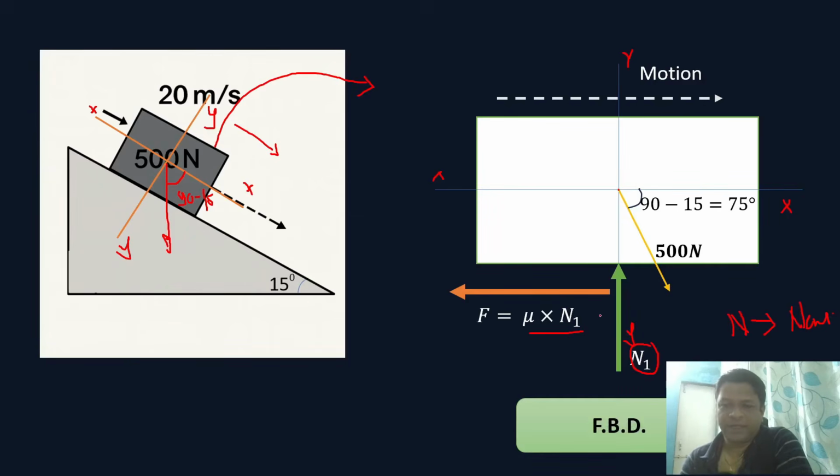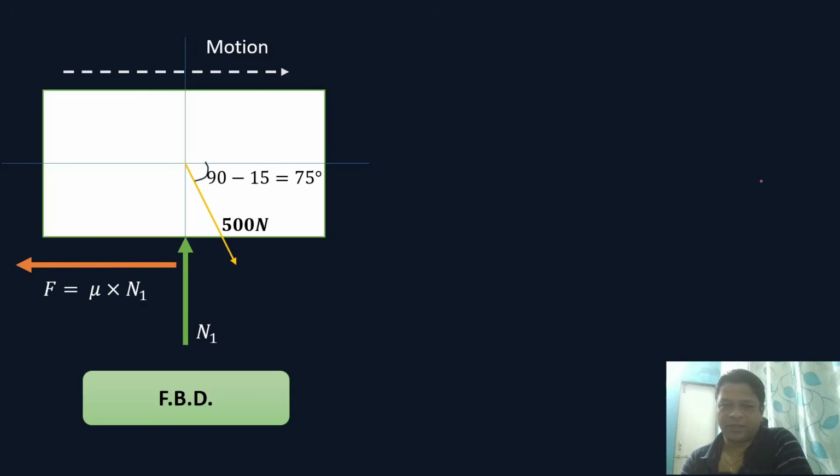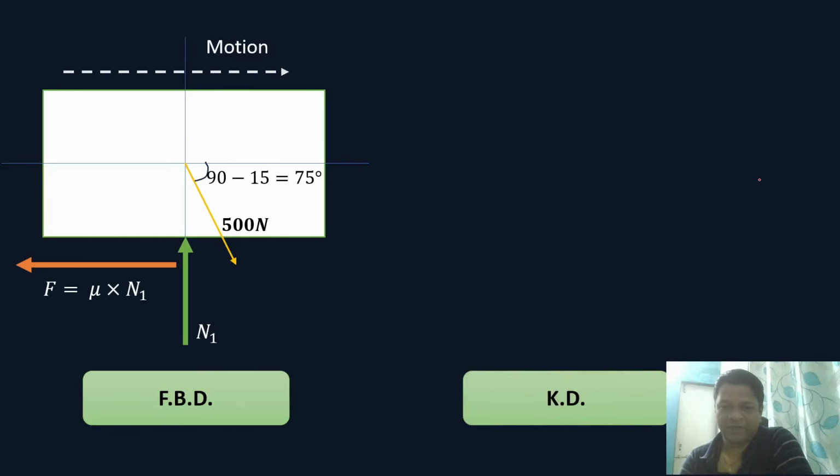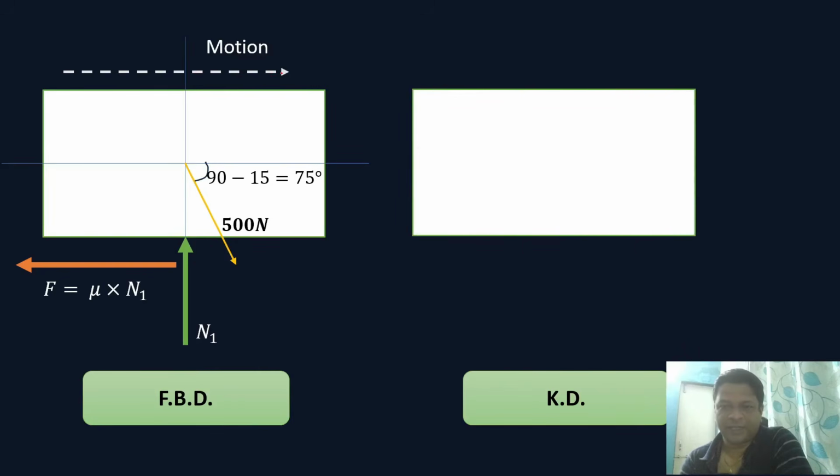This is called the FBD. It includes the weight force, the normal reaction, and the friction force. No external force is acting on this object. Based on this FBD, for Newton's second law we require one more thing called the kinetic diagram, or simply KD. It indicates the motion and acceleration of the particle. Now this particle is moving towards the right, so its acceleration is towards the right direction. As per Newton's second law, force is equal to mass into acceleration. Now this object is moving in the x direction.